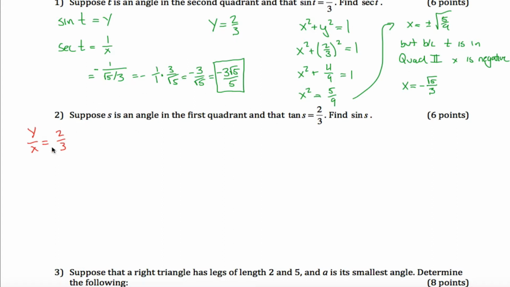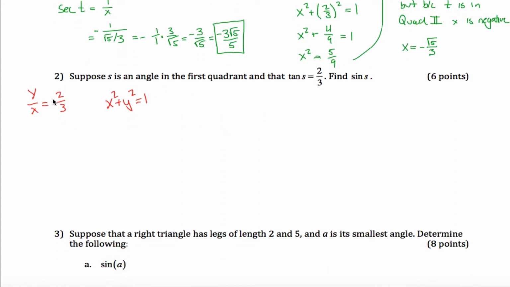I know that y over x equals 2/3, and I also know that x squared plus y squared equals 1. If I want to solve for y, what I'd like to do is plug in x here. So I'm going to multiply both sides by x, and then multiply both sides by 3/2 to get that x is equal to 3/2 y. That will allow me to plug in here and get (3/2 y) squared plus y squared equals 1.